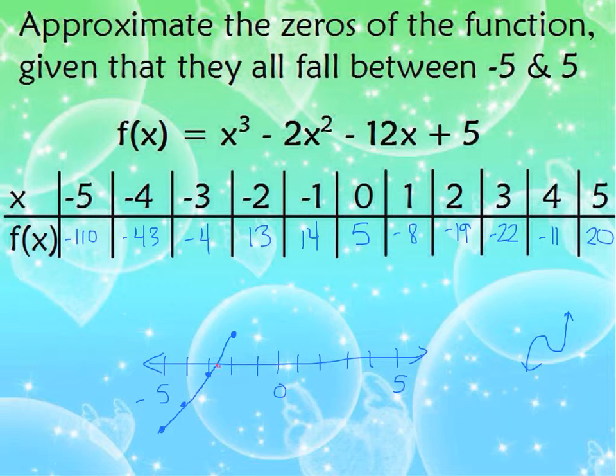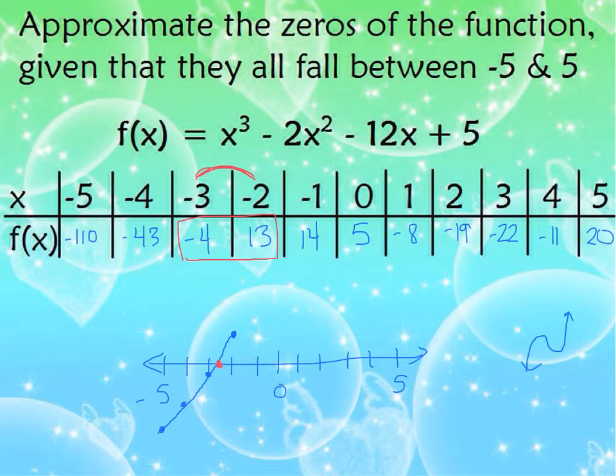So I know that there's a 0 somewhere right there. When I look at this, what I'm noticing is it switched from a negative y value to a positive y value, and that's my clue. There is a 0 somewhere in between these two x values. All right, let's keep going.